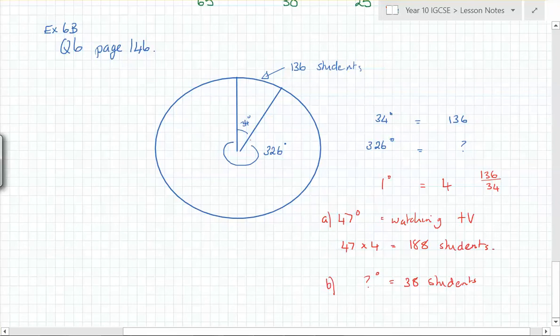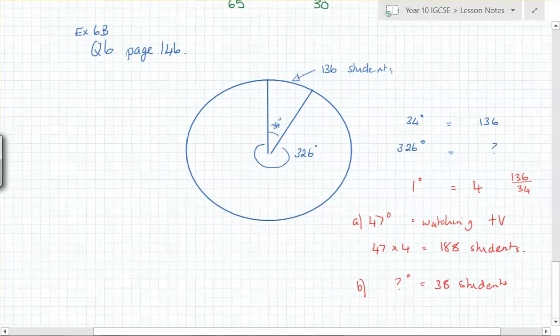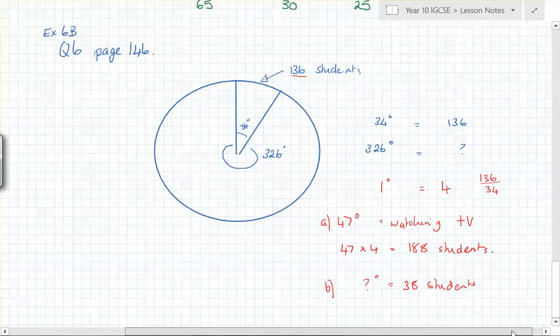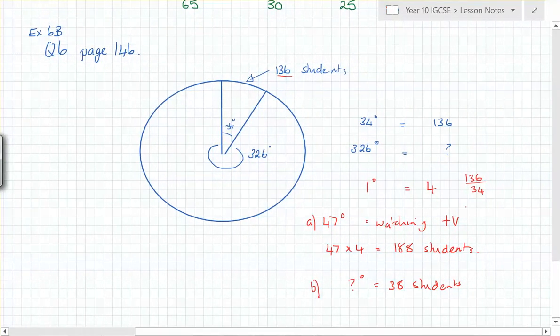So we know that 34 degrees is 136 students. Now the thing is, if it's only 38 students, what do we know? It's got to be less than 34 degrees. Quite a bit less, hasn't it? Okay, we've just got to figure out what that angle is. Andrew, what do you reckon?